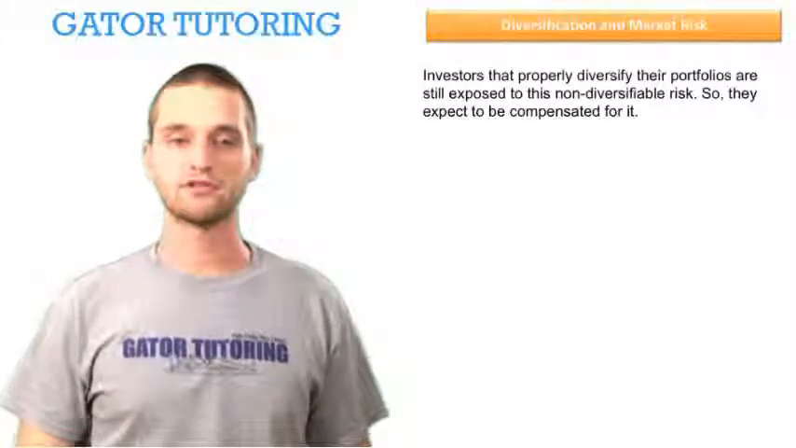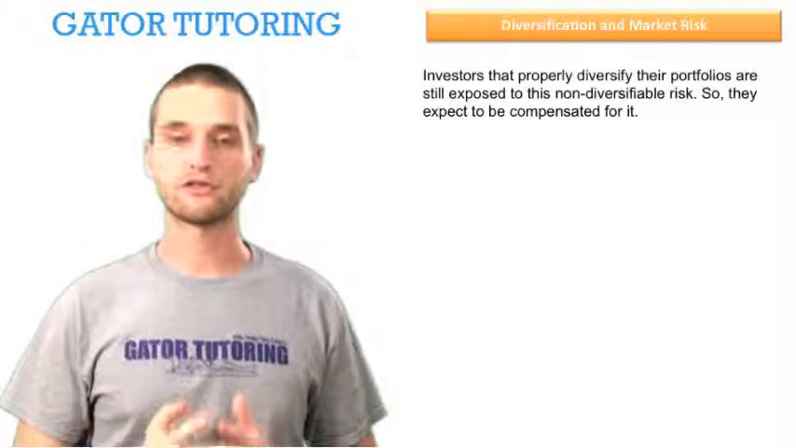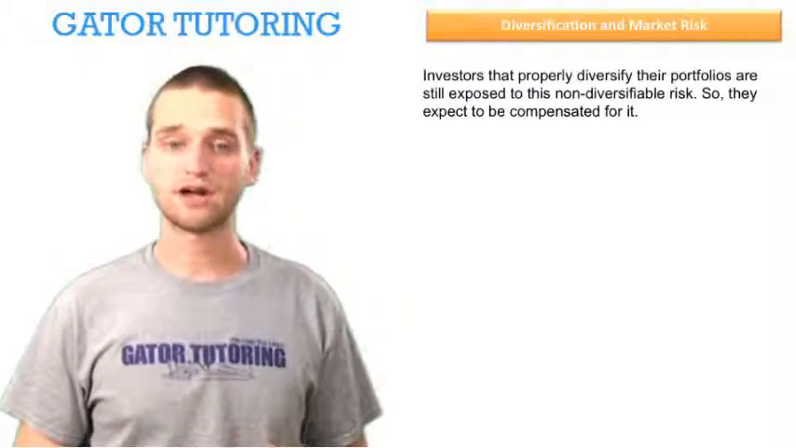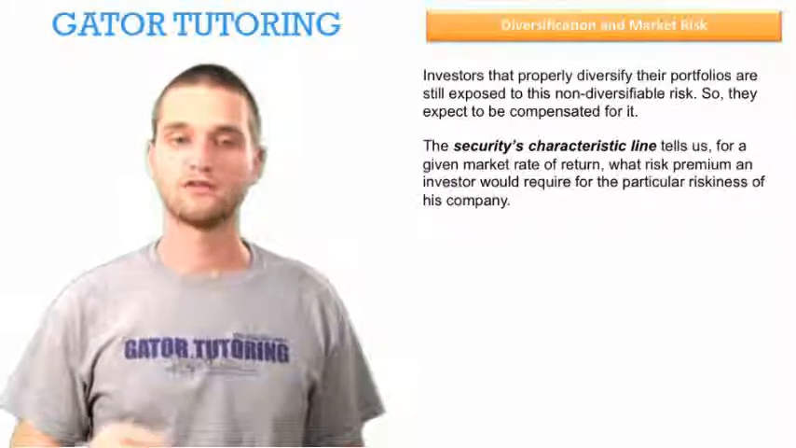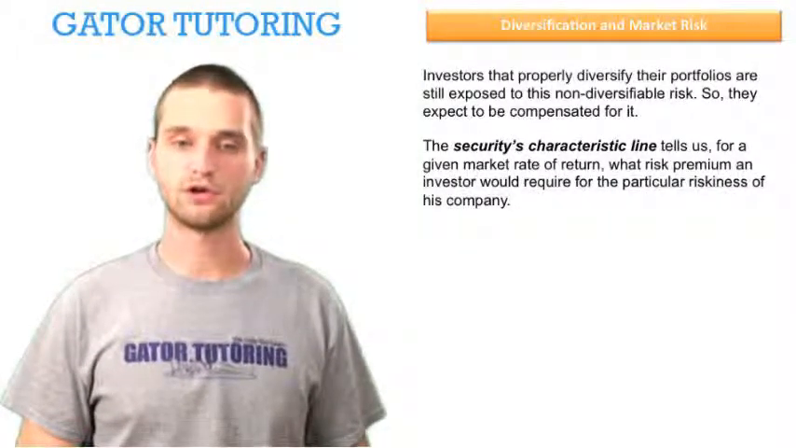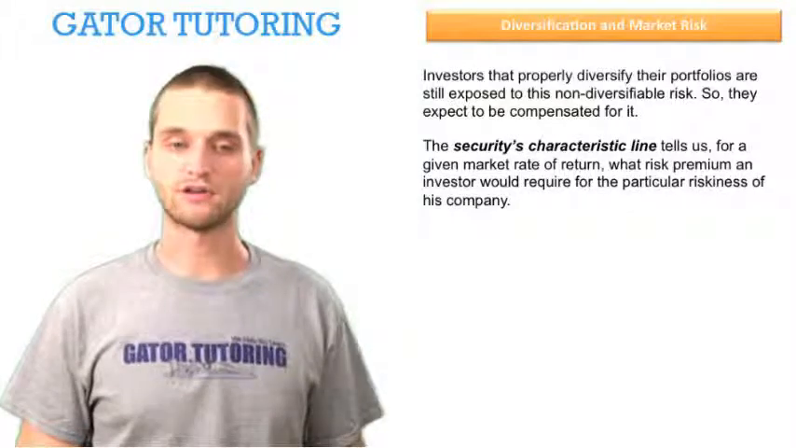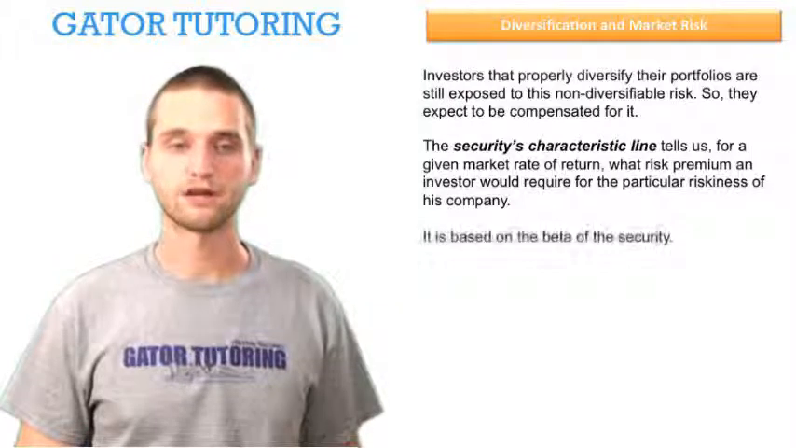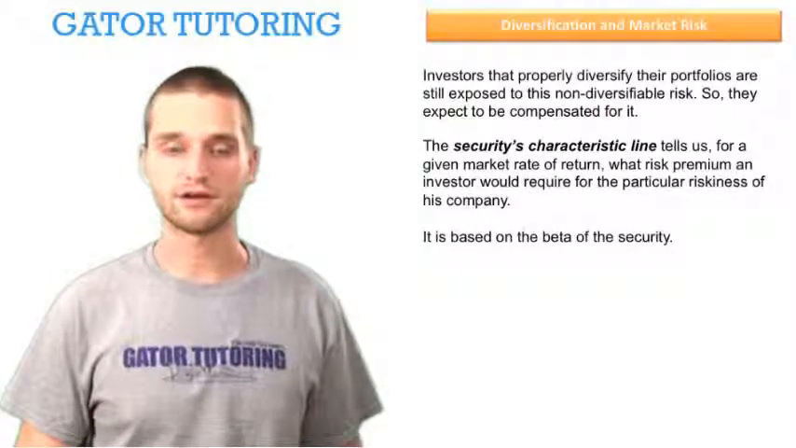Investors that properly diversify their portfolios are still exposed to this non-diversifiable risk, so they expect to be compensated for it. The security's characteristic line tells us, for a given market rate of return, what risk premium an investor would require for the particular riskiness of his company. It is based on the beta of the security.